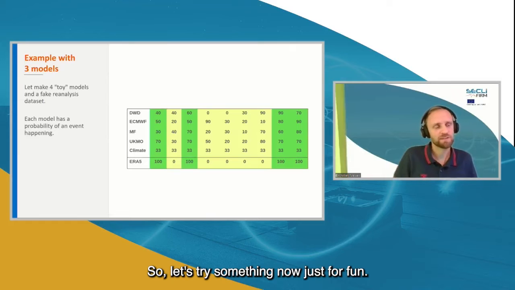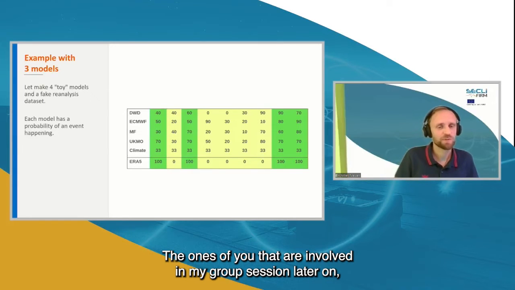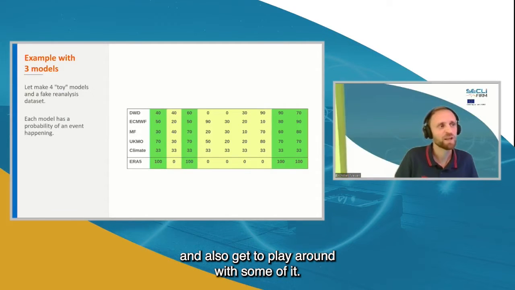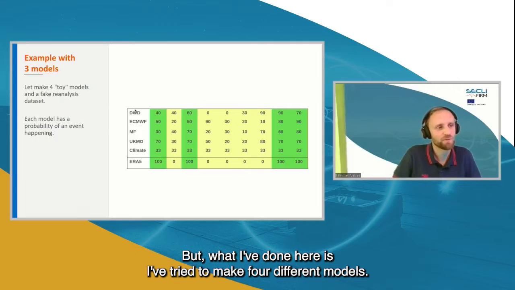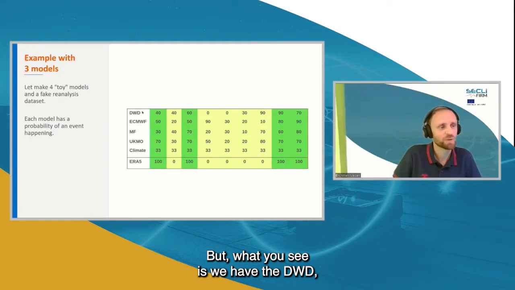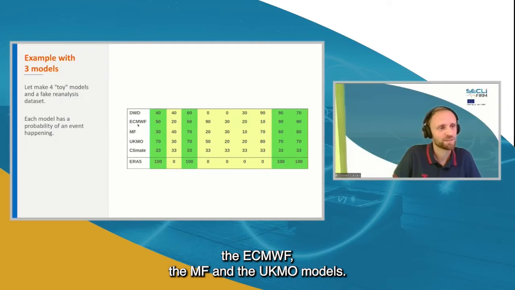So let's try something now just for fun. Those of you that are involved in my group session later on will get to see things similar to this and also get to play around with some of it. What I've done here is I've tried to make 4 different models. I've given them real model names, so don't be confused by this. But what you see is we have the DWD, the ECMWF, the MF, and the UKMO models.